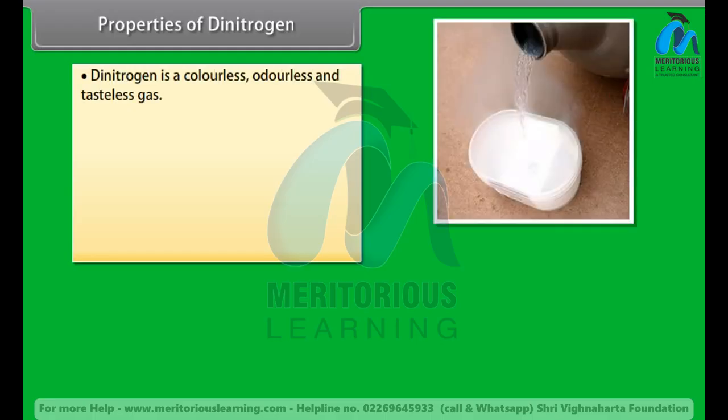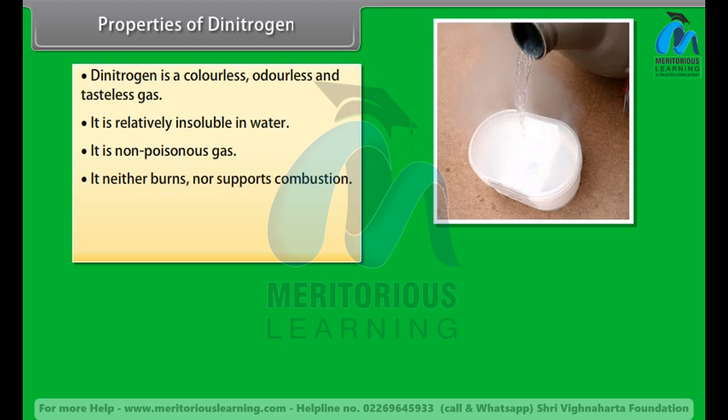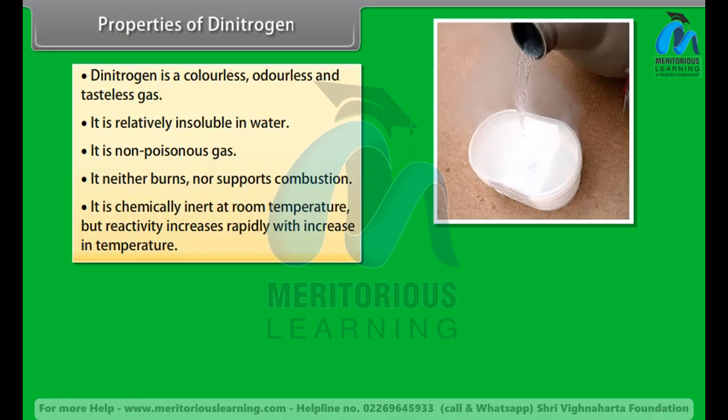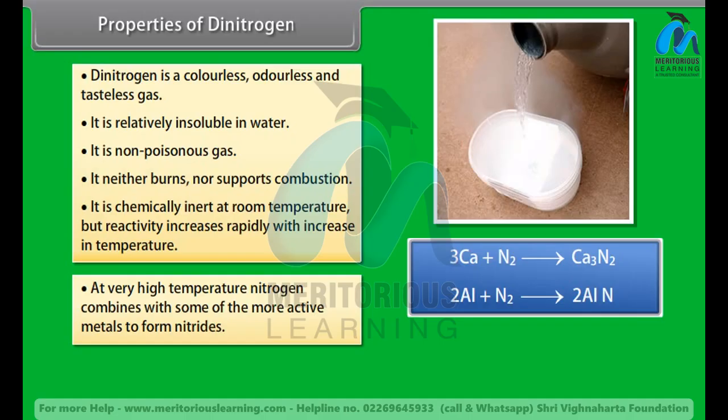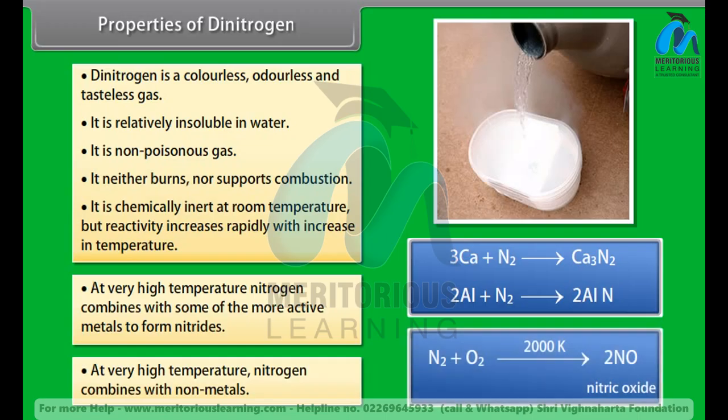Dinitrogen is a colorless, odorless and tasteless gas. It is relatively insoluble in water. It is a non-poisonous gas. It neither burns nor supports combustion. It is chemically inert at room temperature, but its reactivity increases rapidly with an increase in temperature. At very high temperatures, nitrogen combines with some of the more active metals to form nitrides. At very high temperature, nitrogen combines with nonmetals.